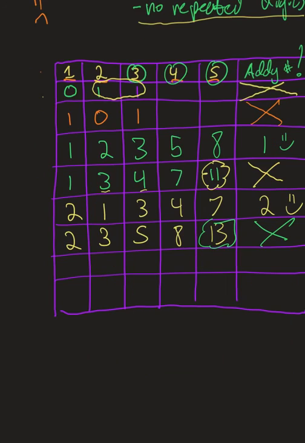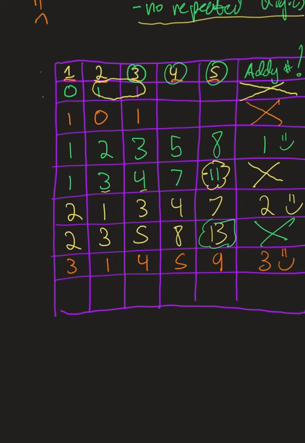Let's have a think. Well, maybe I could move one more digit up. So how about I try a 3? 3 and a 1, which is 4. 1 and 4 is 5. 4 and 5 is 9. Okay, there we go. We have our third adding number.